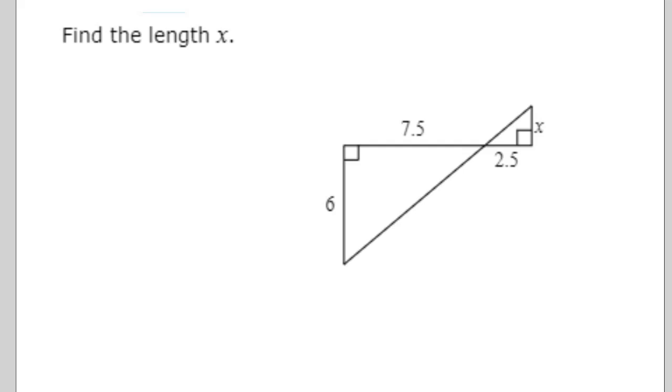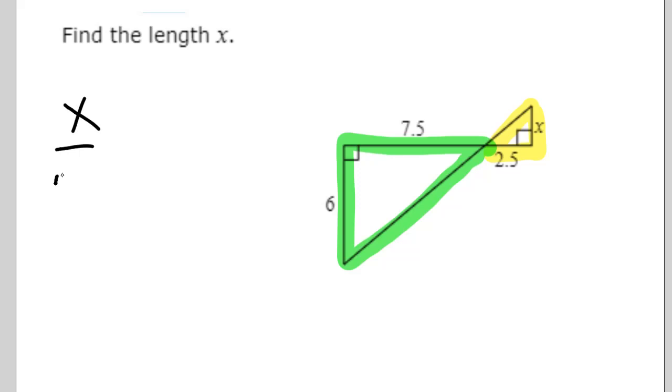So I'm going to have the two triangles. I have my little triangle over here, and then I have my larger triangle over here. Those are the two triangles I'm going to work with. So my little triangle, I have x over 2.5. I always typically put the variable on top. It doesn't actually matter though. And then we want to match those sides up to the larger triangle. So on this side, the x matches up with the 6, and the 2.5 matches up with the 7.5.